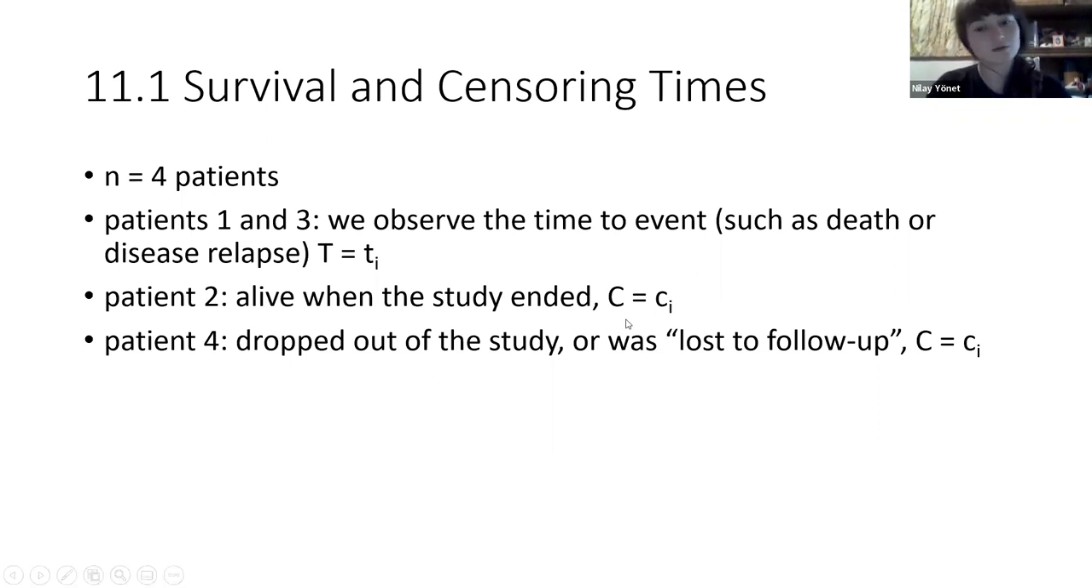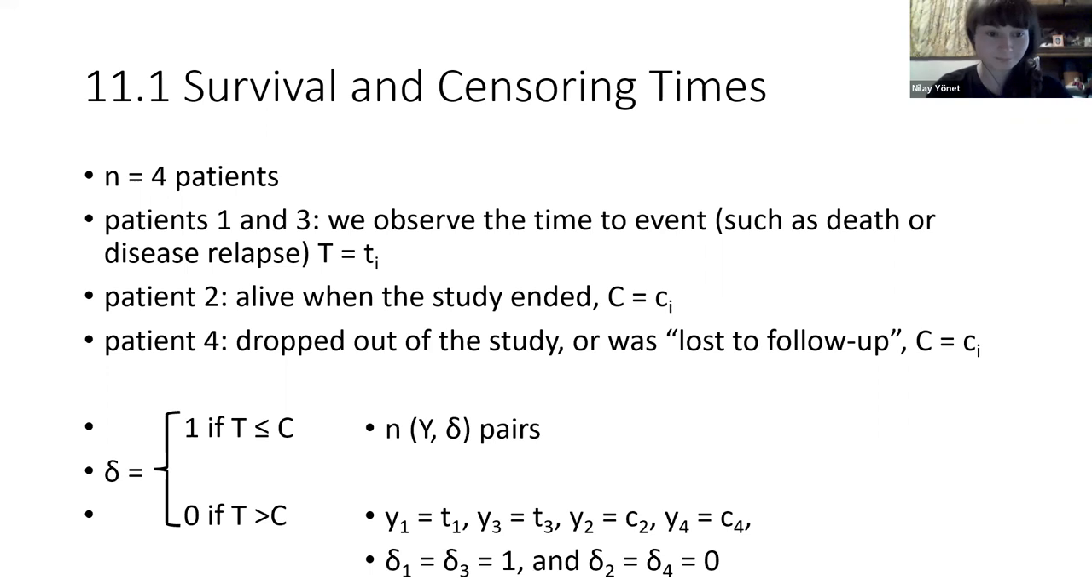So for the random variable y, we will take censoring time. And for patient 4, maybe we just dropped them out of the study, or maybe we lost the follow-up, maybe we lost the contact. So we don't know what happens, and we cannot follow them anymore. So we will take censoring time for that one as well.